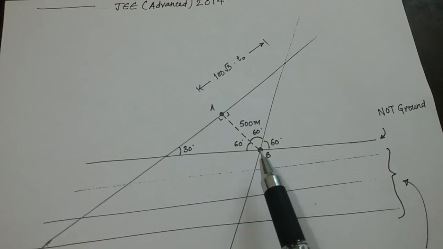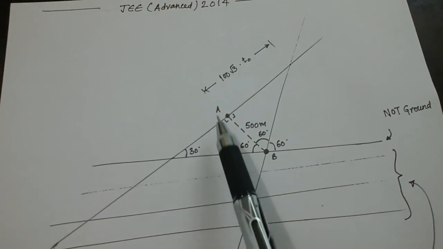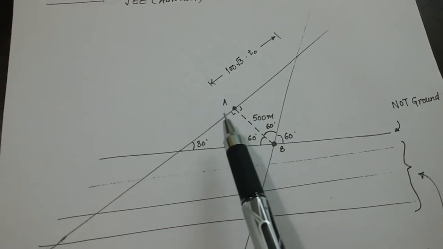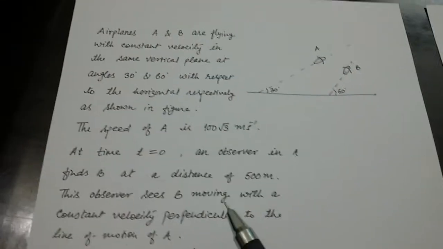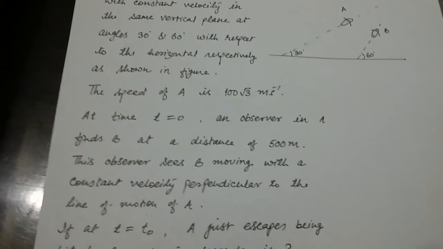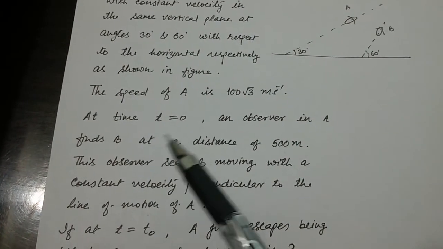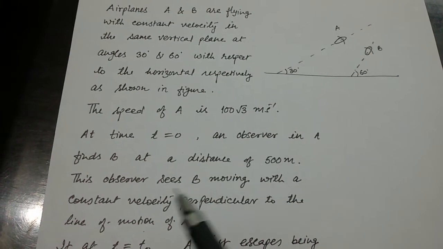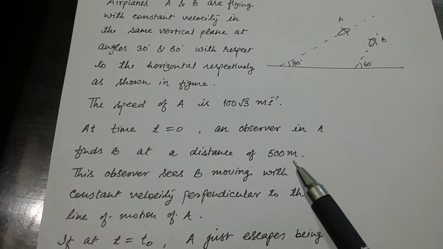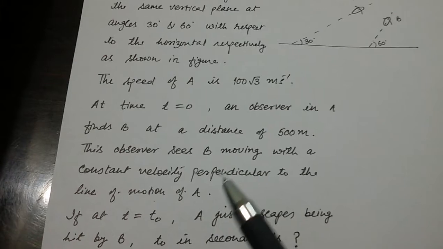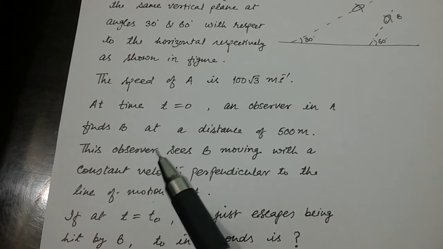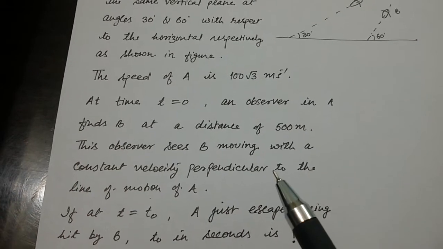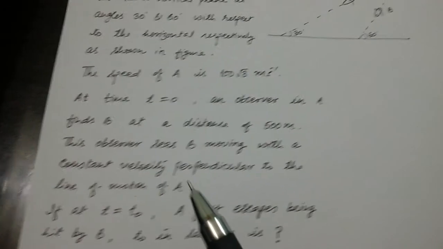Where is the particle A? Particle A is here, right here. How do we know that particle A is here only? Because they have clearly mentioned that at time t equal to 0, an observer in A finds B at a distance of 500 meter. This is the first thing. And another thing that they have added is that this observer sees B moving with a constant velocity perpendicular to the line of motion of A.